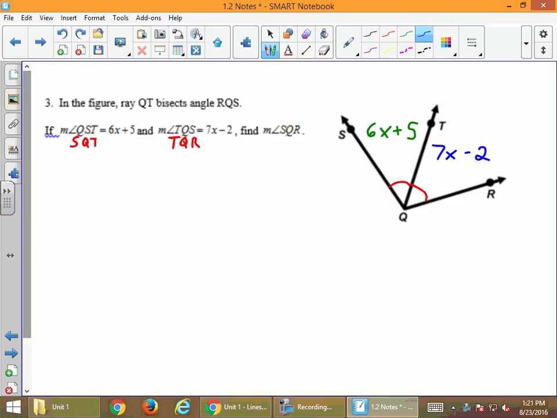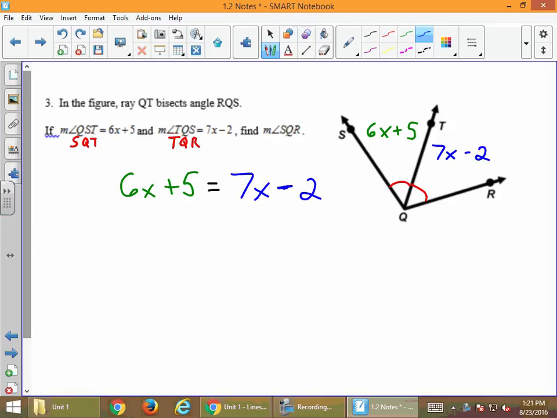Oh, okay, now it's piecing together. I know that QT is a bisector. And bisector means it cuts in half. And I know that each of the halves are the same. So these are both congruent. Aren't their measures going to be equal to one another? Yes, they will. So now I can say that 6x plus 5 is equal to 7x minus 2. That's minus. Awesome. And this just turns into a little bear problem we're going to try to solve.